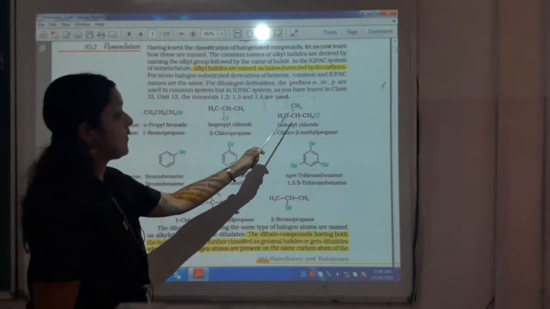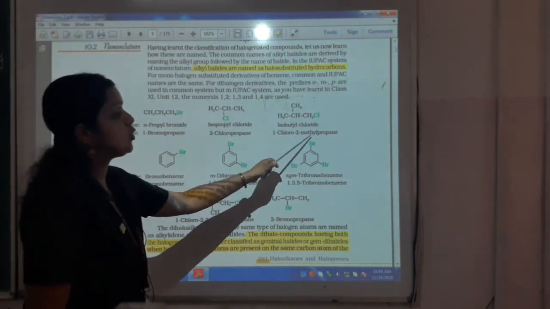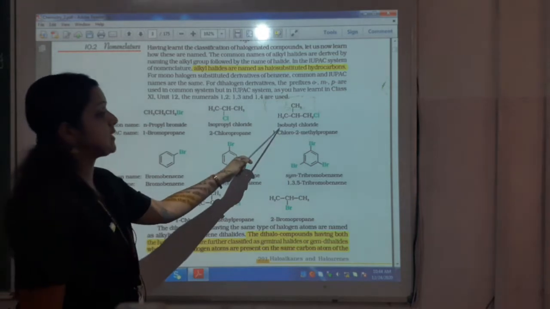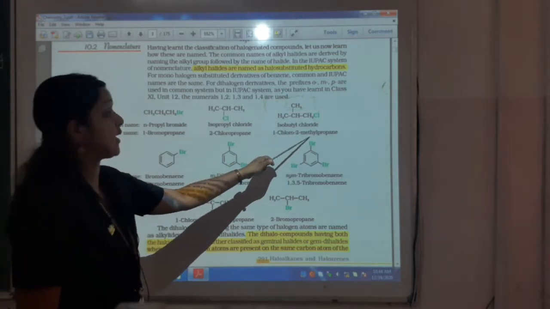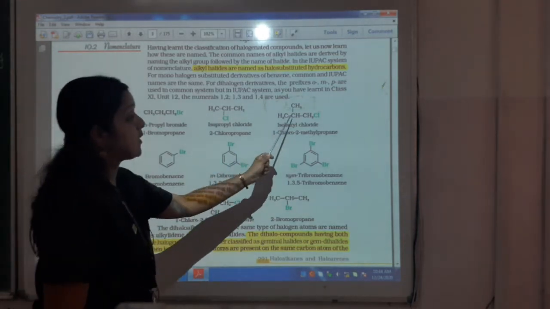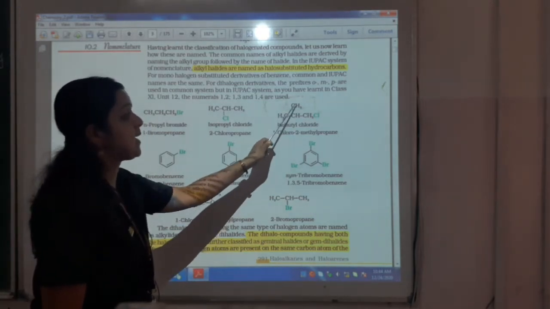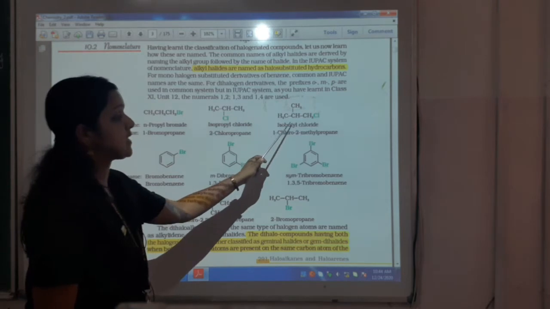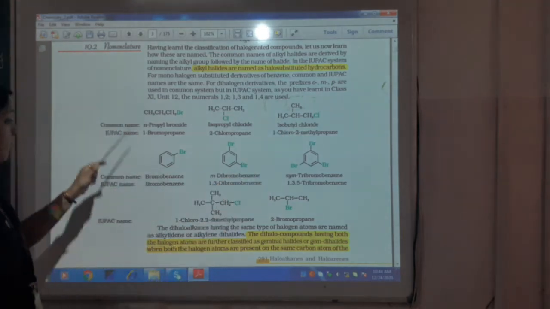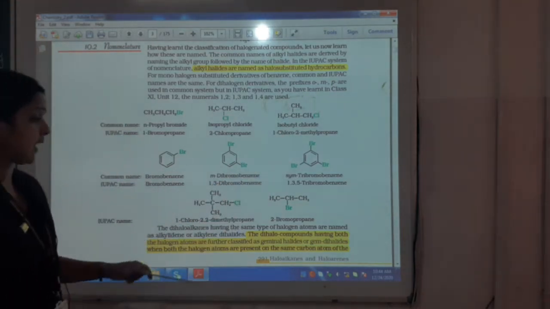Similarly here it is 1-chloro-2-methylpropane, which is nothing but isobutyl chloride. Why is it isobutyl? Because 4 carbon atoms are there. Now this carbon is having the same methyl groups, so it is isobutyl chloride. So like that we will be doing the IUPAC names.